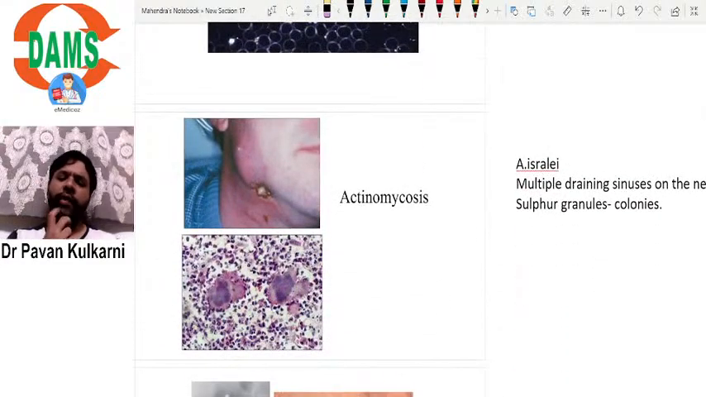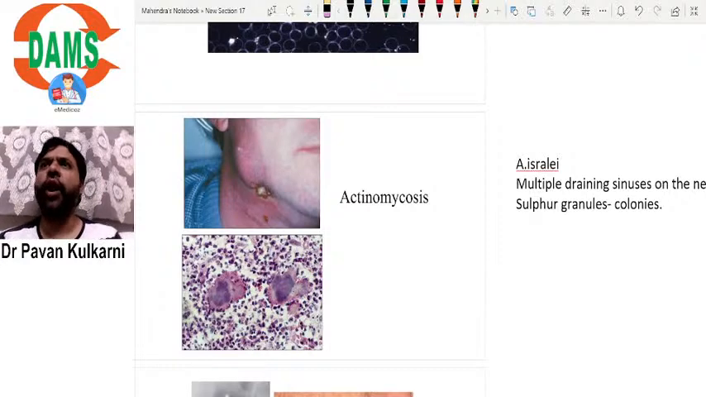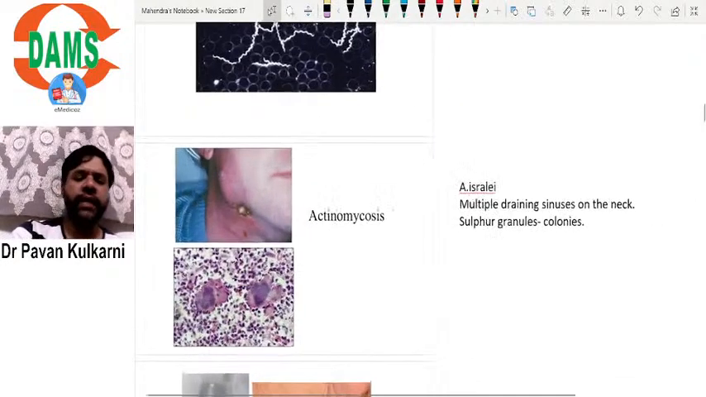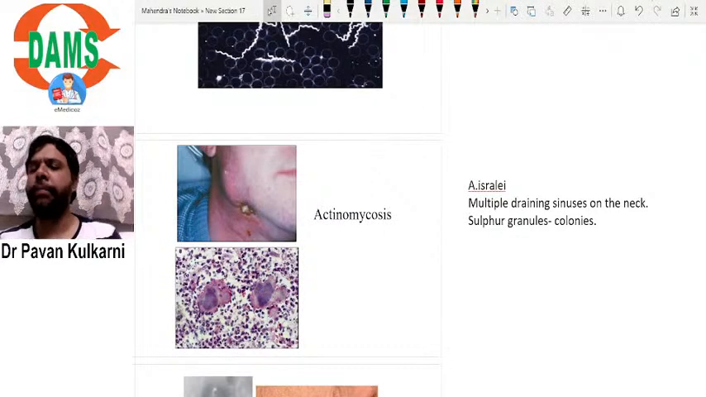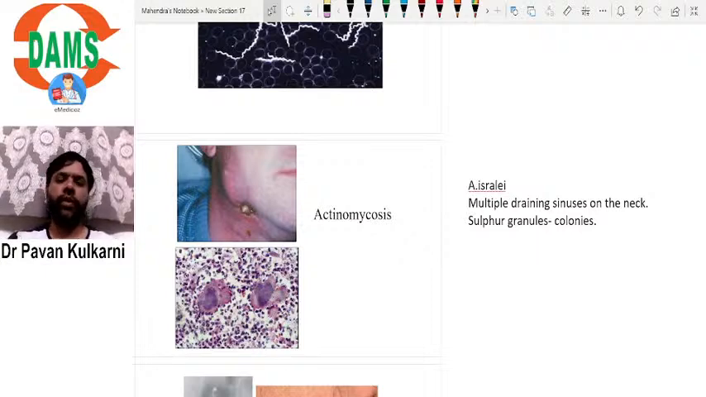Now this is an image of actinomycosis. You can see here carefully. In this image of actinomycosis, typically caused by Actinomyces israelii, these patients will have multiple draining sinuses on the neck. That is a characteristic clinical identification point. They will have multiple draining sinuses on the neck, and those sinuses will produce pus, and that pus will contain sulfur granules. So sulfur granules which are seen are nothing but the colonies of these bacteria.